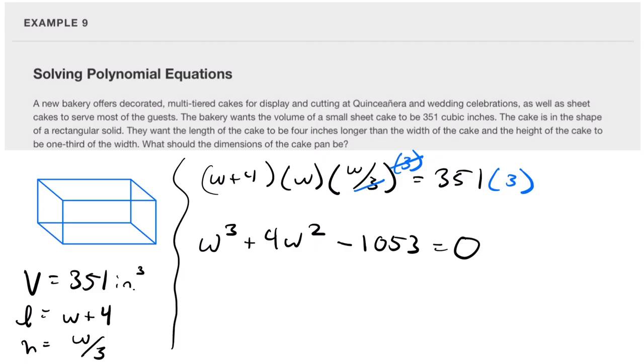We could use the rational zero test. I mean, we could do the possible number of positive zeros. Let me see. There's only one sign change, so there's only one possible positive zero from Descartes' rule of signs. If we do the rational zero test, we would have to do the factors of 1053. Let's list out the factors of 1053.